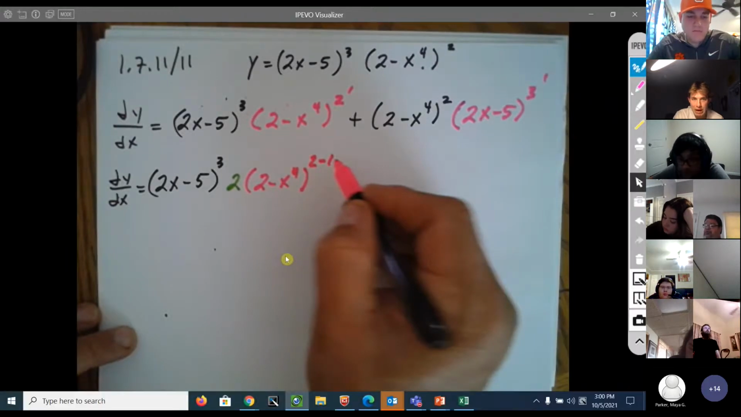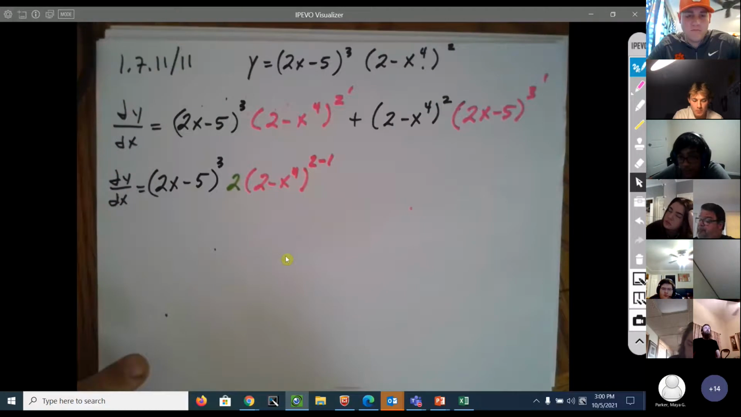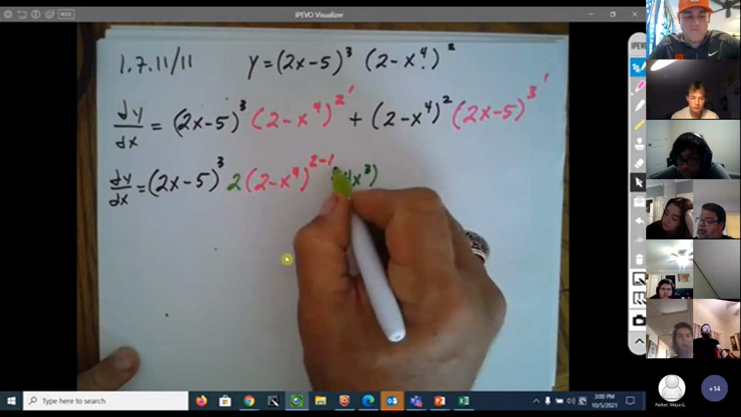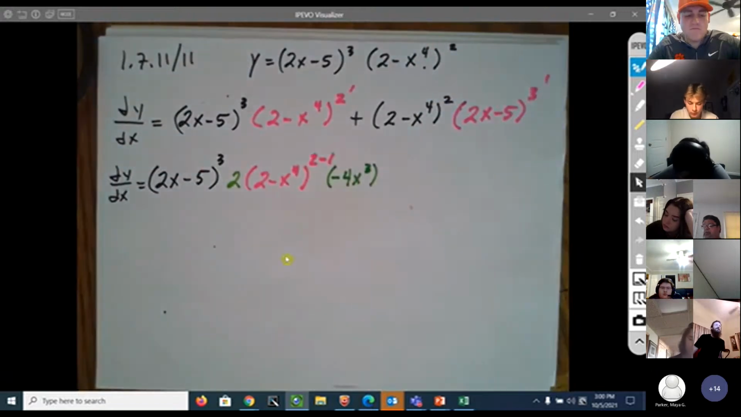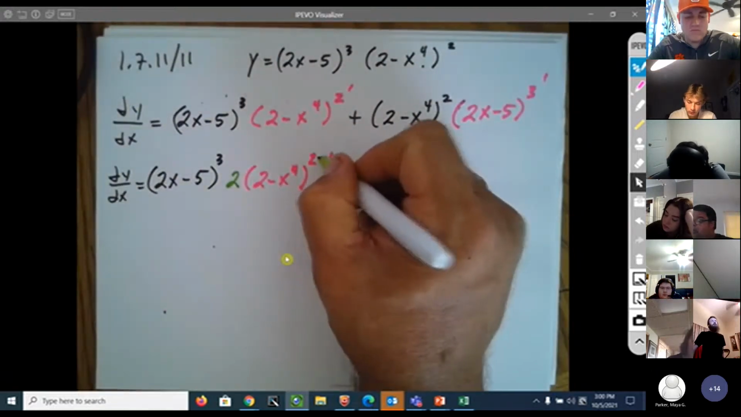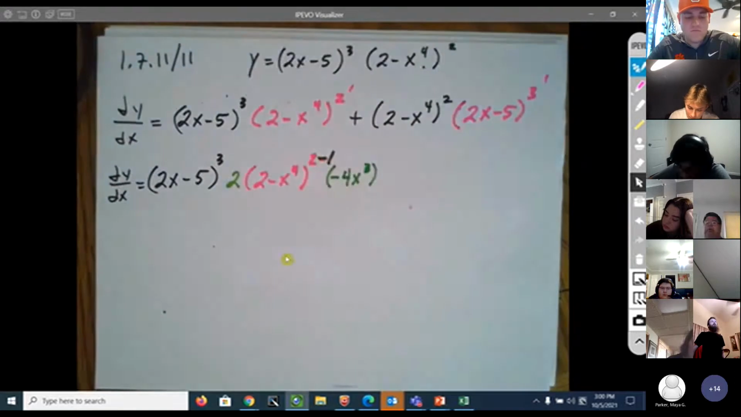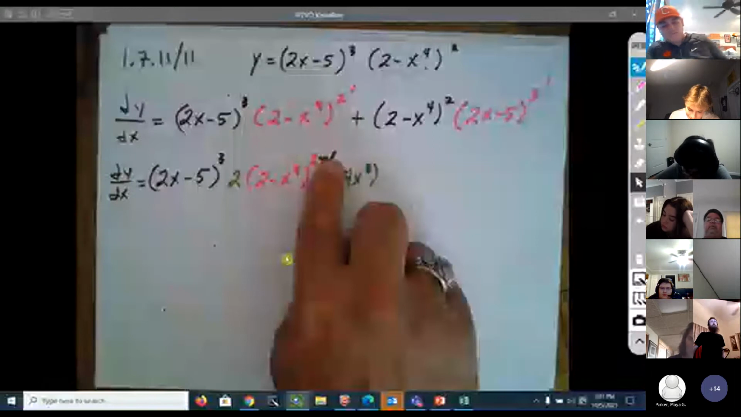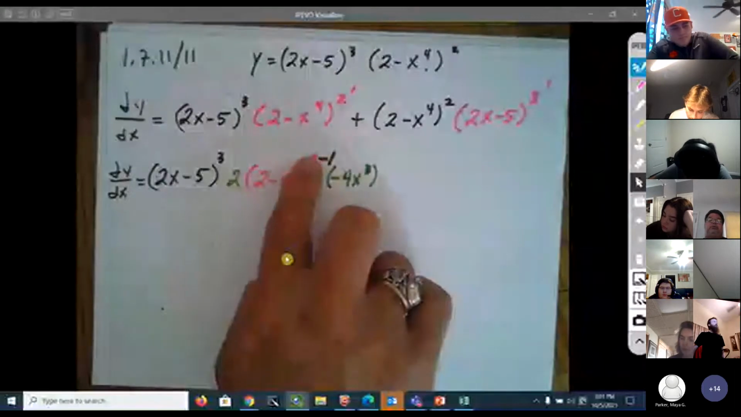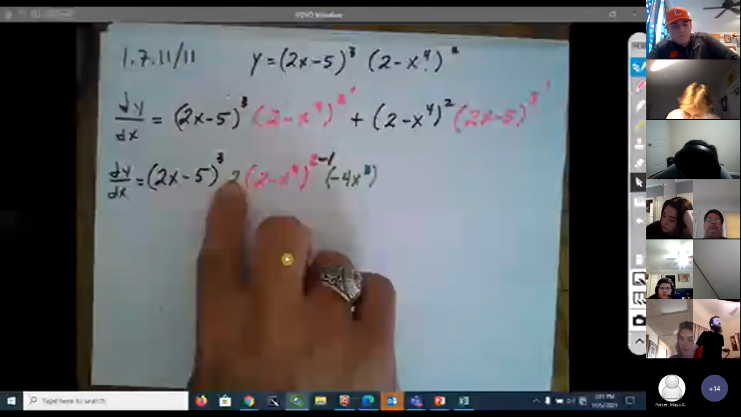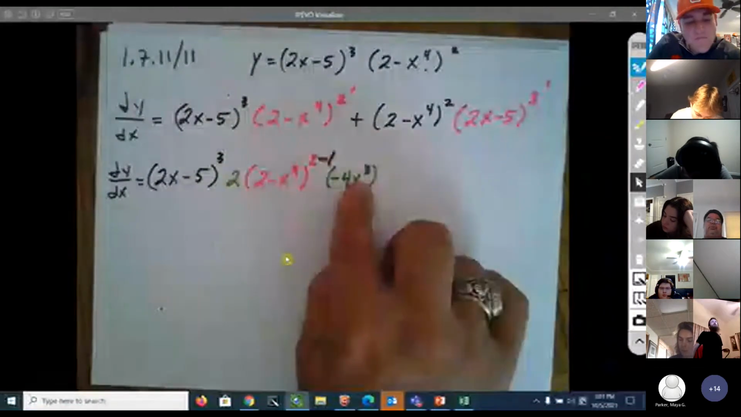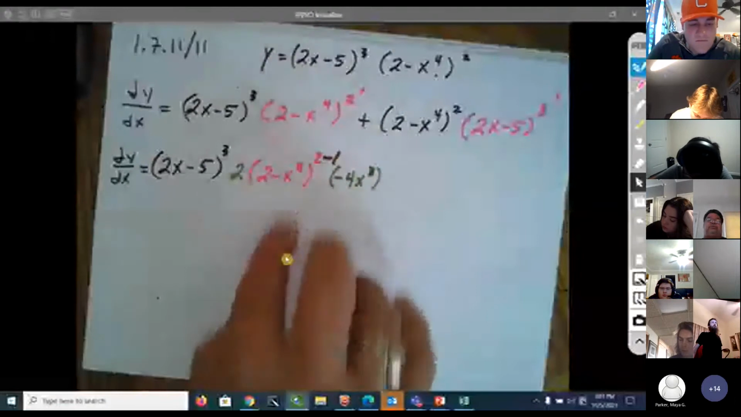And somebody tell me what's the derivative of 2 minus x to the fourth? Negative 4x to the third, Hubert. Thank you, class. The reason I colored that green is because that's part of taking the derivative chain rule. Bring the 2 out front using the power rule. Leave that, minus 1, power rule, and then take the derivative of what's inside the parentheses.